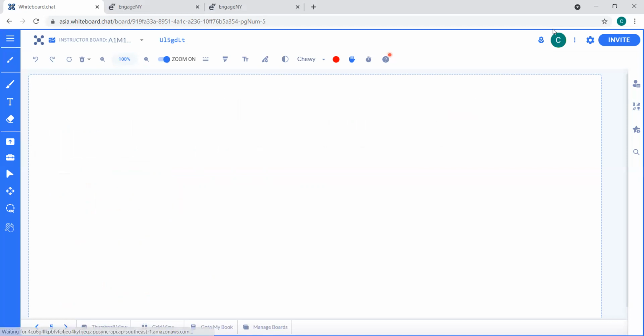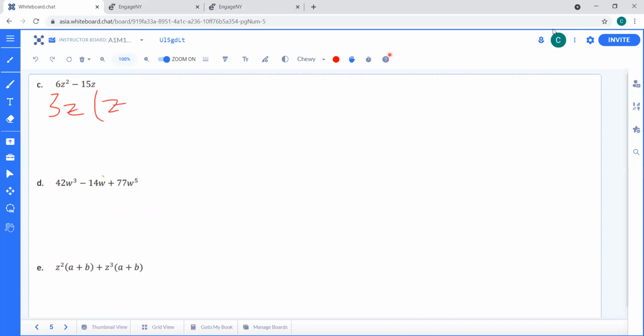Okay, let's keep going. Both of those, 6c squared minus 15c, they're multiples of 3. So let's go with 3z since both of them have a z. Now these are not very common. They're not very interesting. I'm just trying to make sure you all know how you can factor out here.